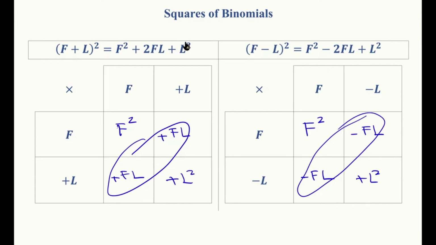And because this expression here is the perfect square of this binomial, and this expression here is the perfect square of this other binomial, those two expressions are known as perfect square trinomials. We'll see that term again in the future, and it's good to be familiar with it.